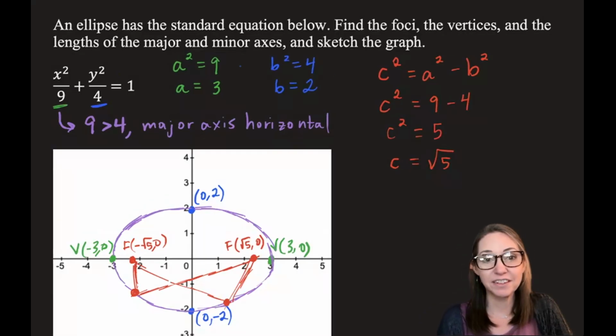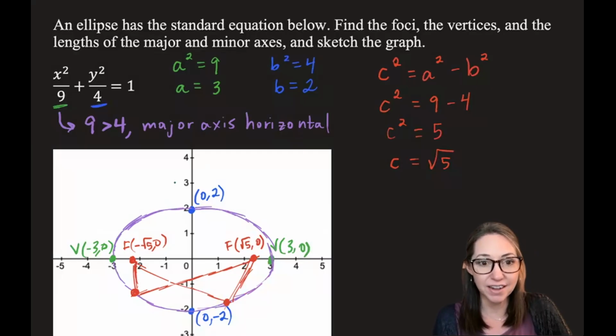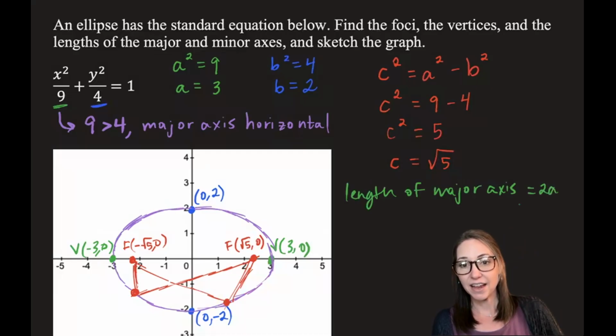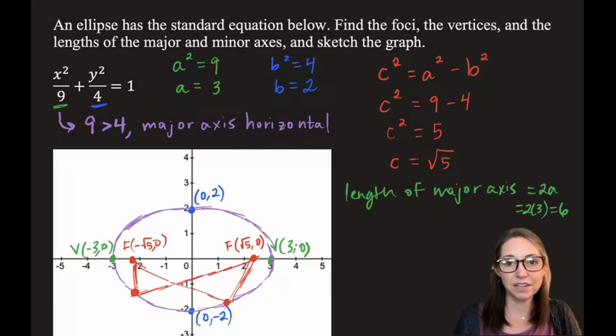Lastly, we're going to find the length of the major axis and the minor axis. So that major axis goes from this vertex to that vertex. And so its length, the length of the major axis, is always going to equal twice as long as A, double A. A was equal to 3, so 2 times 3 here is 6. That's the distance from -3 to 3.